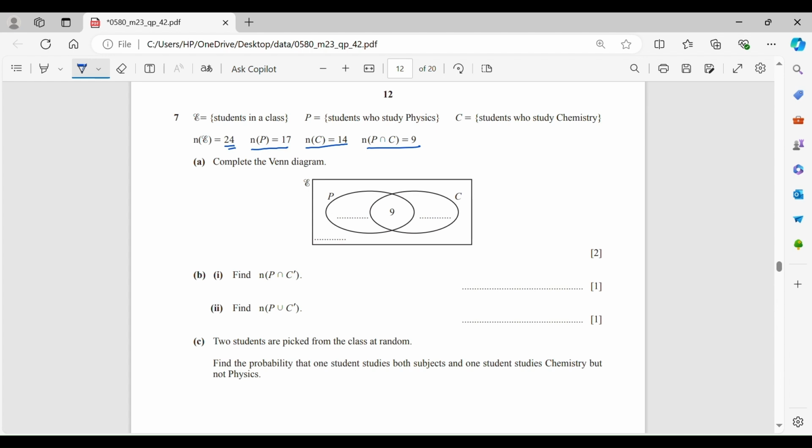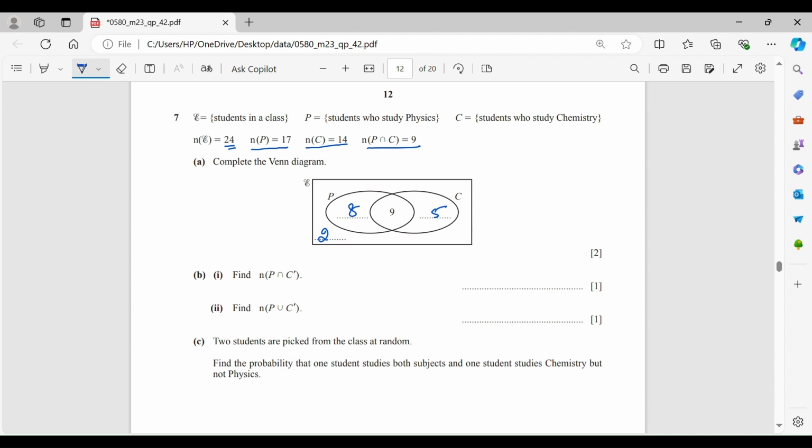So the number of students in physics is 17. So 9 is in the intersection. So 17 minus 9 is 8. So in physics there will be 8 students who only study physics. And the number of students who only study chemistry is, total number of students is 14, so 14 minus 9 is 5. So 5 is the students who only study chemistry. So 8 plus 9 is 17, 17 plus 5 is 22. So 24 minus 22, so 2 students are there who study neither physics nor chemistry, right?